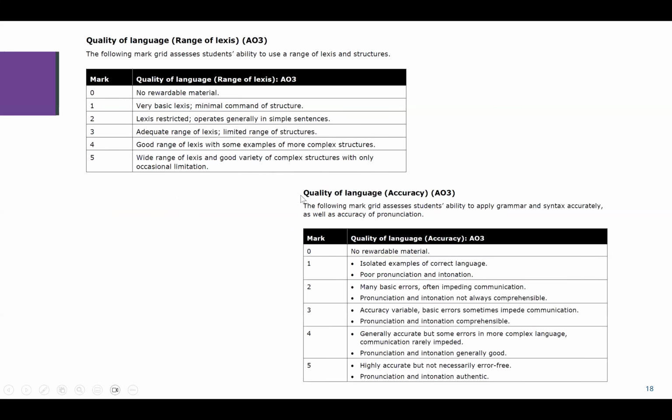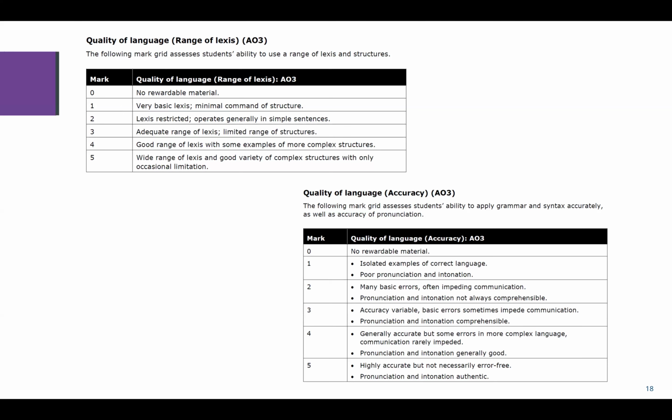And then we have 2 grids. I put them in the order that often works quite well. This then assesses everything that they do in Unit 1, so both the card and then the discussion. And you can see that it's this quality of language, and both grids are called quality of language. But the first one that I put there is the range of lexis.